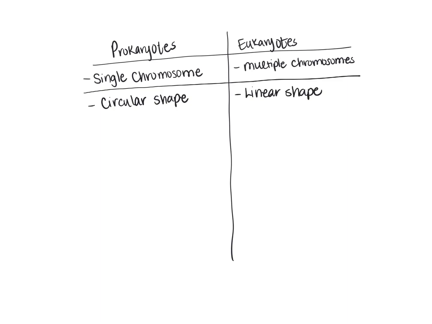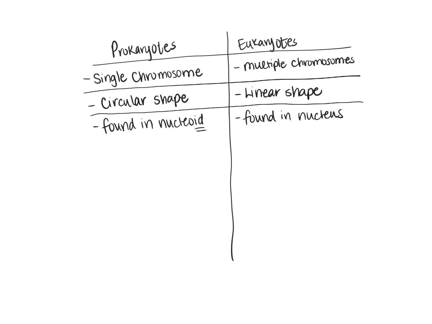Next, we had talked about how prokaryotes have a circular-shaped chromosome, whereas in eukaryotes, it's linear in shape. It's loose when it's in its chromatin form, but you can lay it out like a string from end to end, whereas with prokaryotes, it's a circle. Next, let's talk about the location. For prokaryotes, it is found in the nucleoid, which is actually just the cytoplasm in the general area where DNA can be found. In eukaryotes, it is inside a membrane-bound nucleus.